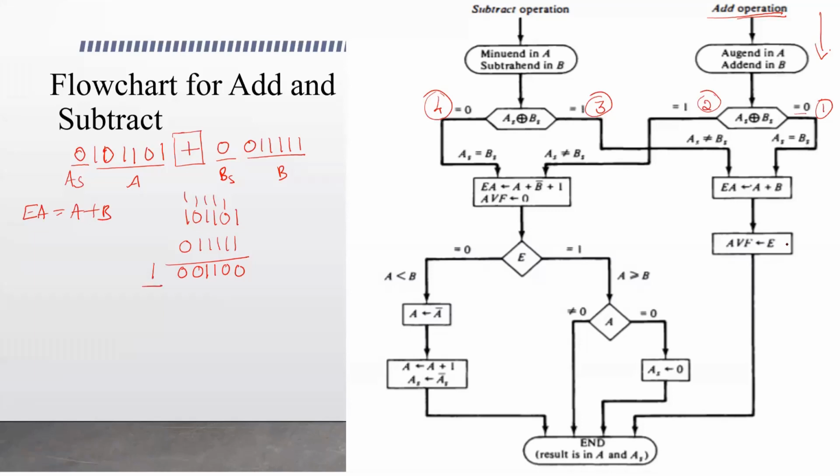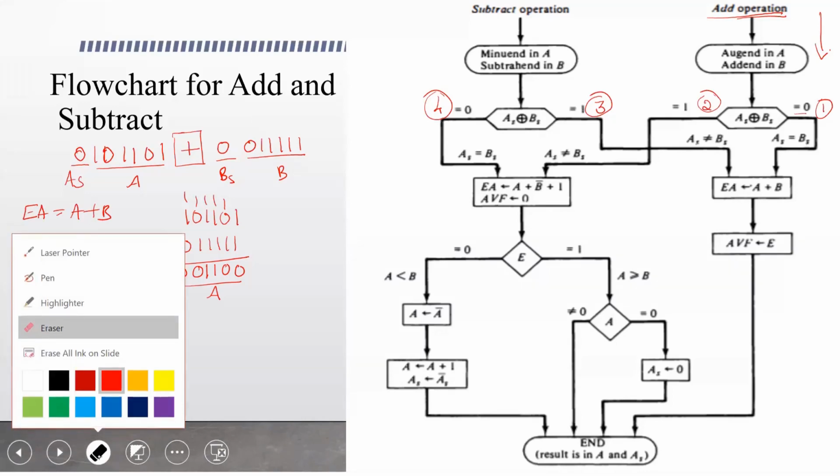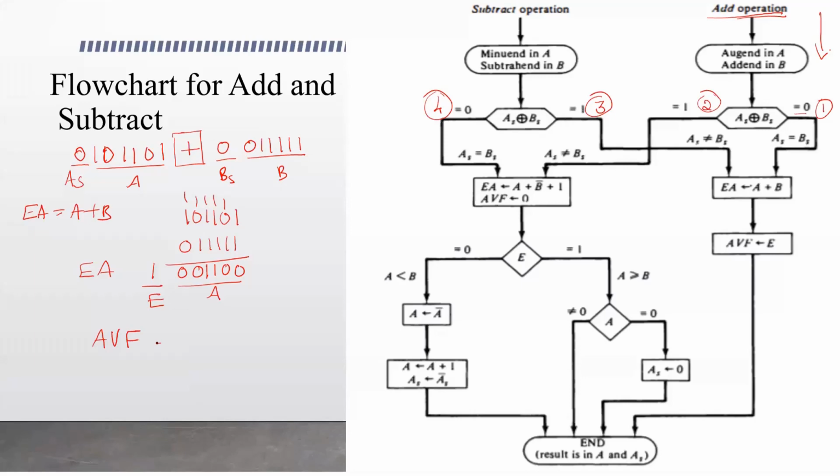So what is the next step? The next step says store the carry in E. EA is 1 with the carry, and this is our A, the final result. And AVF is E. We store E into AVF. E is 1. As this is 1, we say that there is overflow.